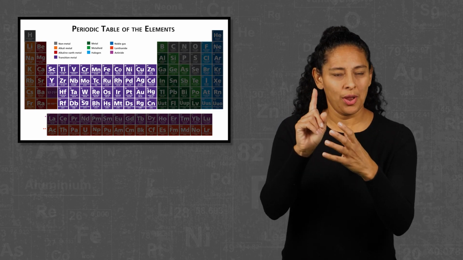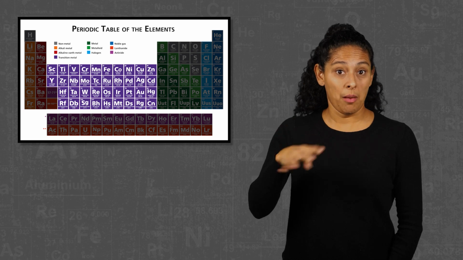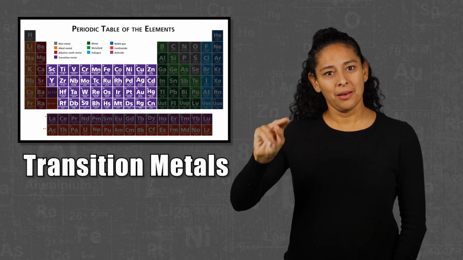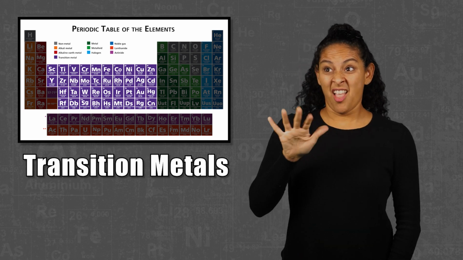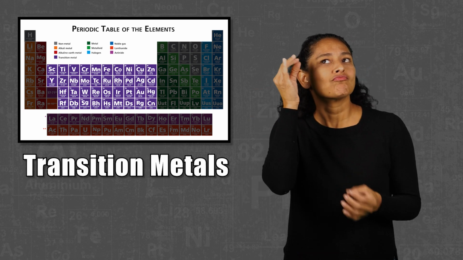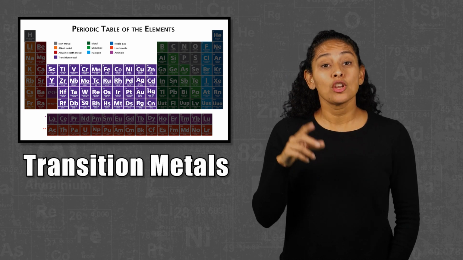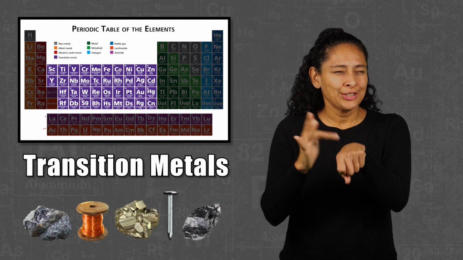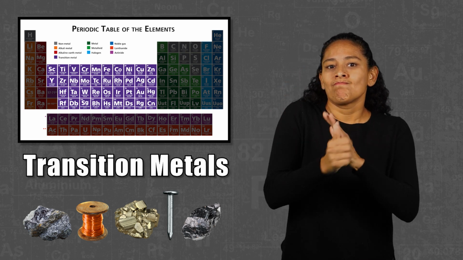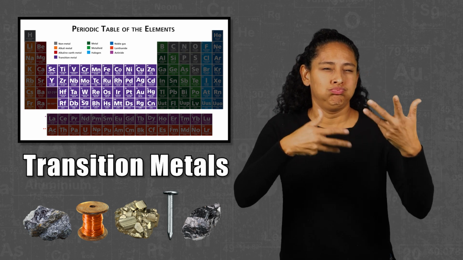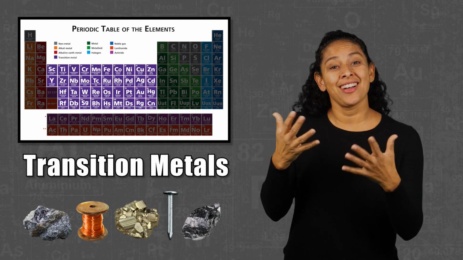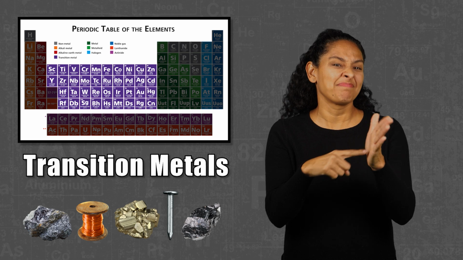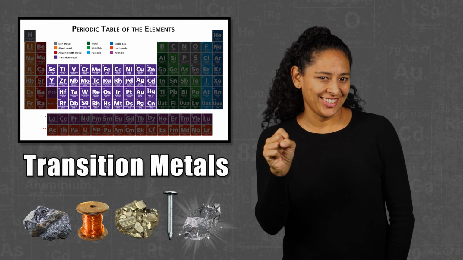The next family you see in the middle of the table contains transition metals. These are metals we often think about and know. Transition metals are hard and shiny, and they have high heat and electrical conductivity. These are also called precious metals, like gold and silver.